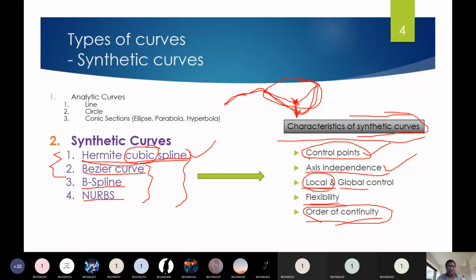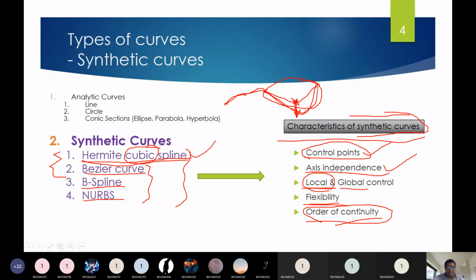So what are the kinds of synthetic curves? Most of the synthetic curves do have common characteristics like control points. Every synthetic curve does play with the control points, and global control is possible in case of synthetic curves, which means you can alter the shape, you can play with the curve, and it's also more flexible, right? And you can play with the order of the continuity as well.